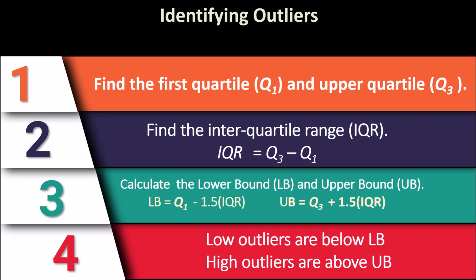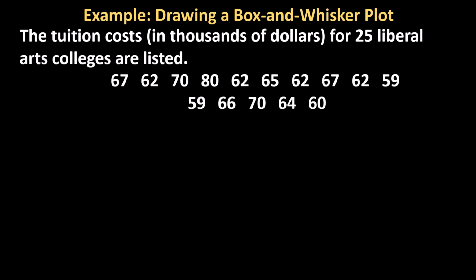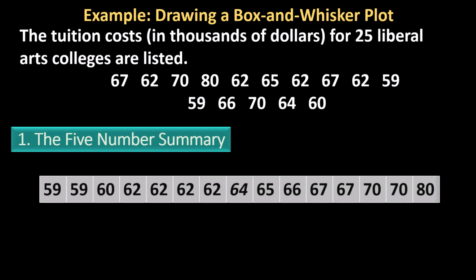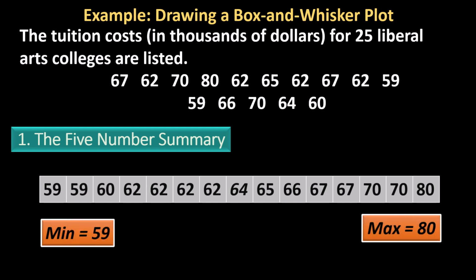Now let me explain an example. The tuition costs for 25 liberal arts colleges are listed. So how do we find the outliers? Then we can draw the box plot. First, find the 5-number summary. How do we find the 5-number summary? First step, arrange our data set in increasing order. Then find the minimum and maximum. Yes, we know the minimum is 59 and the maximum is 80.